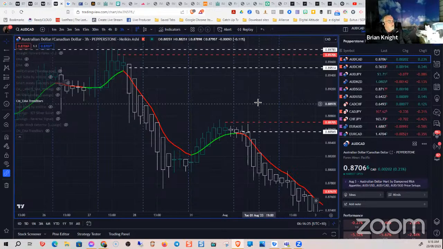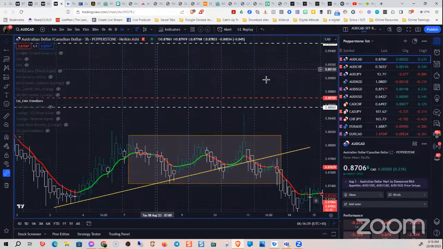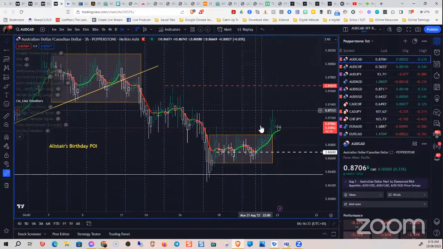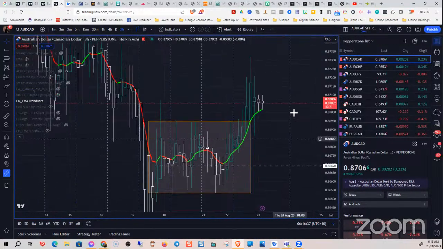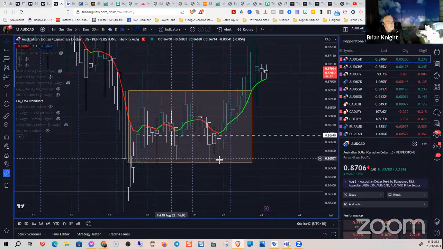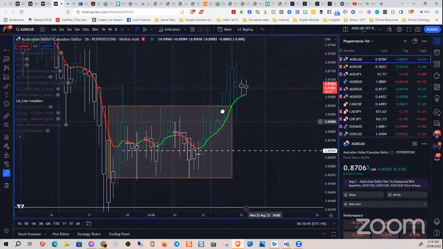Where it is now. Right. Now, if you look down at the bottom, it broke structure down below, came back up, failed to break structure twice on the down move, right? And it popped out the top. So now all I did was I got in at the break.